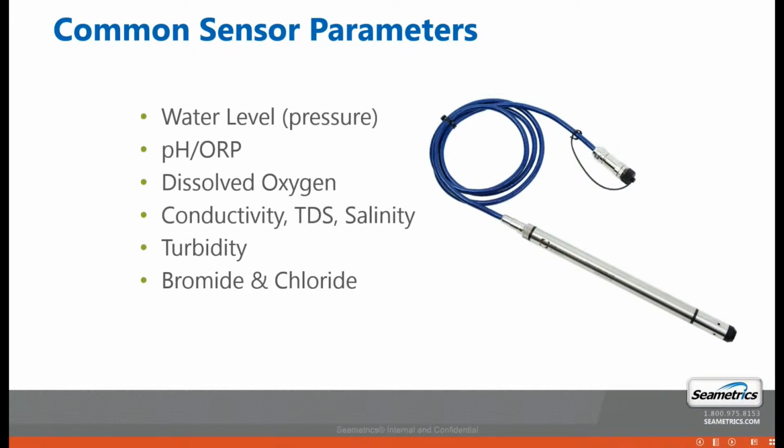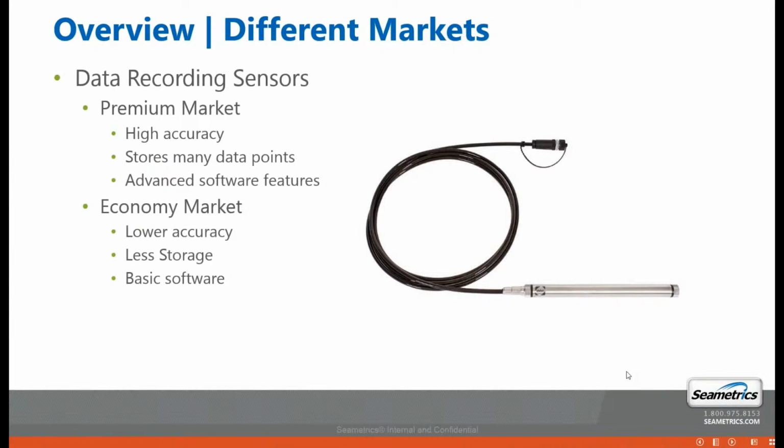Some of the common sensor parameters that people are looking for, especially in the environmental field, are water level and pressure, pH, ORP, dissolved oxygen, conductivity, which also has TDS, salinity, turbidity, bromide, and chloride. We have different types of sensors that are out there in the market now.